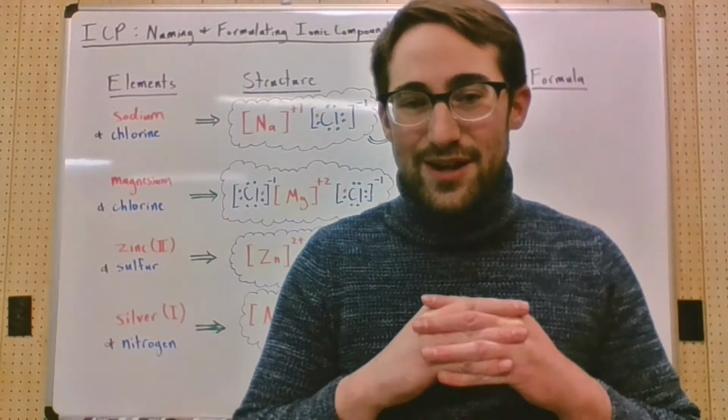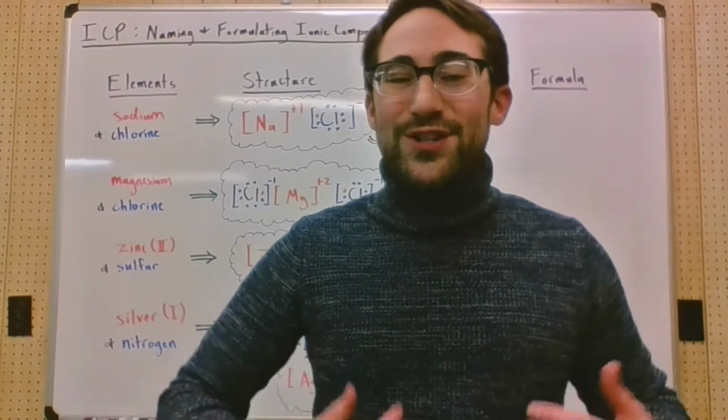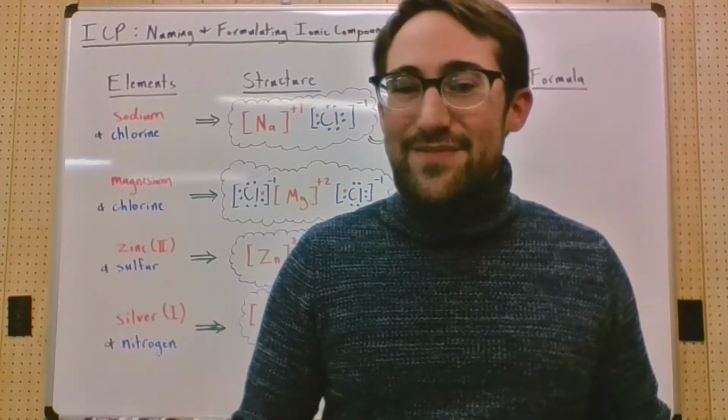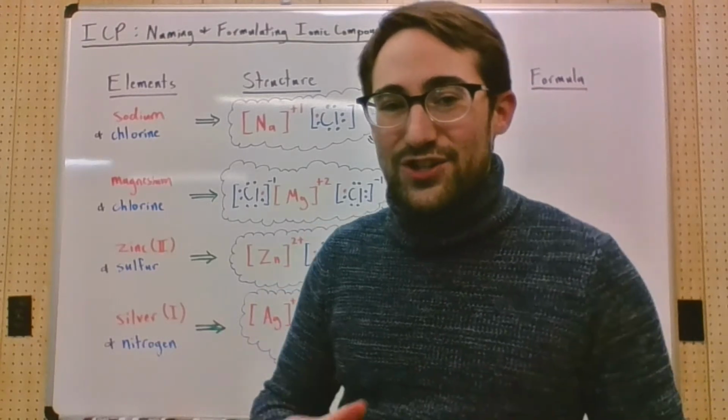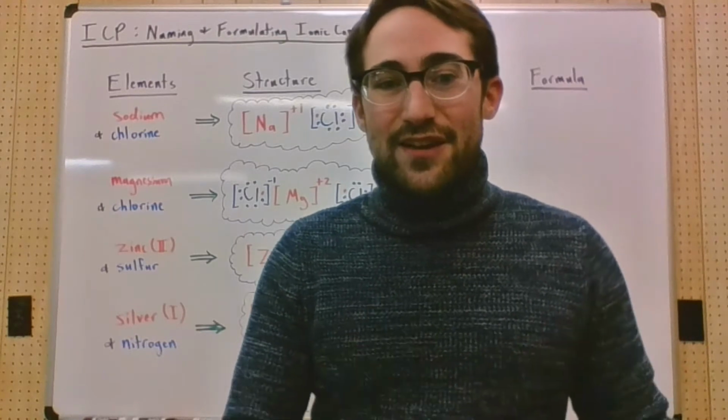That metal and nonmetal combination form a different substance that is something new. So we want to call them a new name, and we want to give it a formula that shows what's in it. So we can identify that ionic compound as something new.